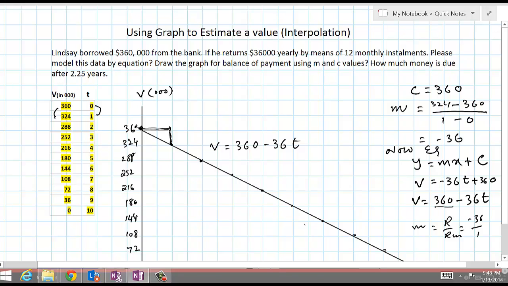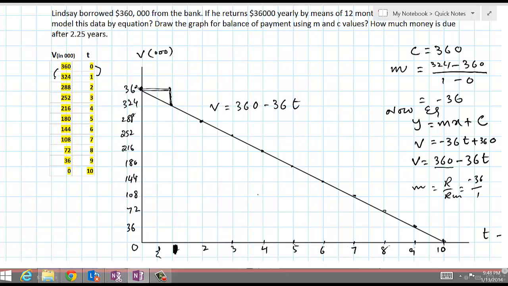So either way you go, whether you draw the data points and then draw the line through those points, or you first identify the C value and then draw the slope rise over run, we always get the same straight line. Now, how much money is due after 2.25 years? Now that is something that we need to see.